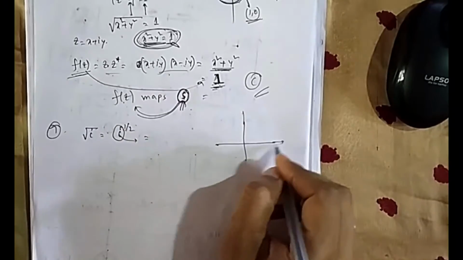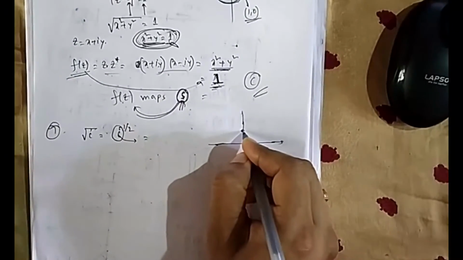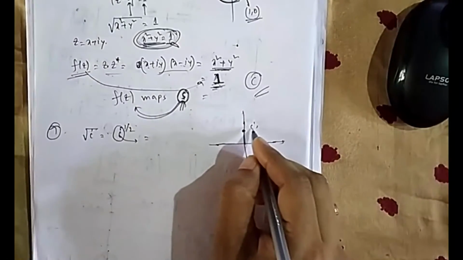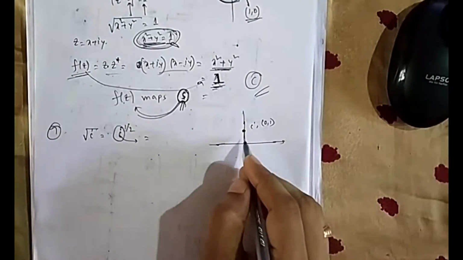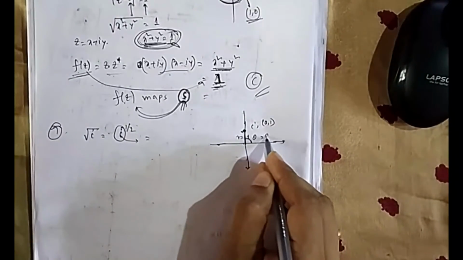Using Euler's theorem, or polar form, you can write r e to the power i theta. So what does your i represent? i represents this point. If I write it in Euler form, this is (0, 1) in coordinate geometry. So what is r? r is 1 here. What is theta? Theta is 90 degrees here.